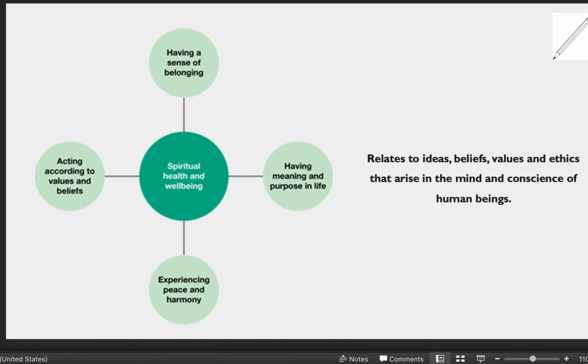And finally, that spiritual health and well-being. This is about the individual's ideas, beliefs, values, ethics. So how do you fit into your world? What is your meaning within life? Is it around family and respect and making sure that everybody experiences peace and harmony, all interrelating with each other.